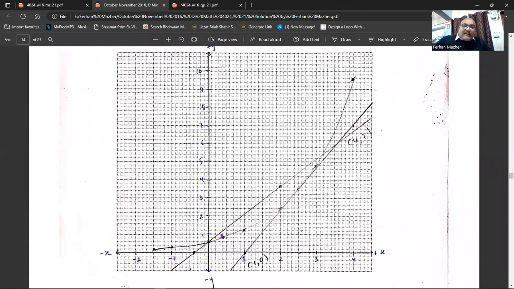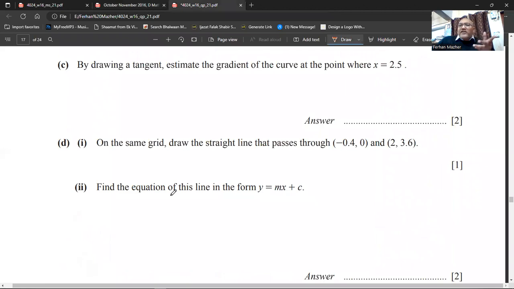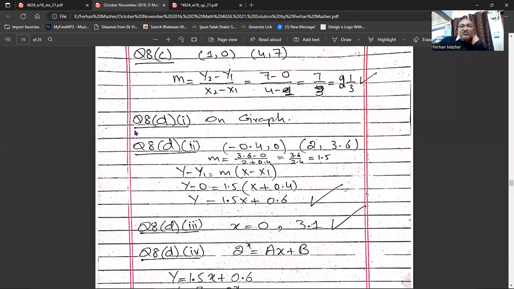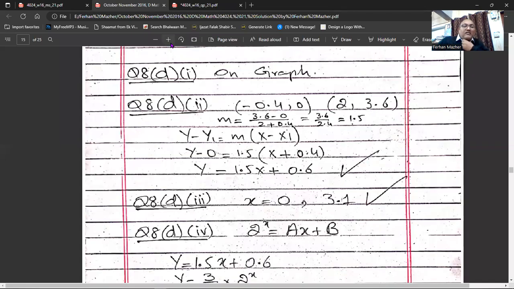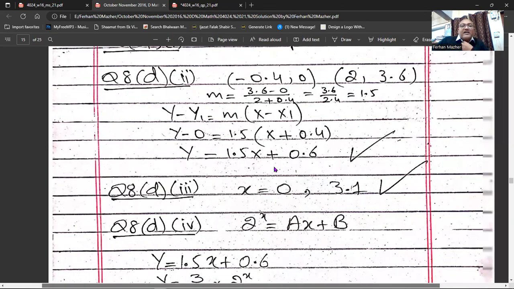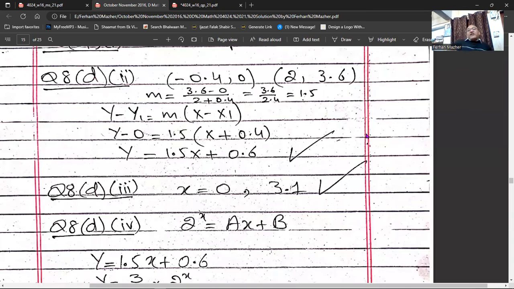So this is that line. We have drawn it. Put those points there, these points there, and join them with a straight line. Then it says find the equation of this line in the form of this. Very simple. The coordinates of these 2 points are given, and I can find the equation they make.